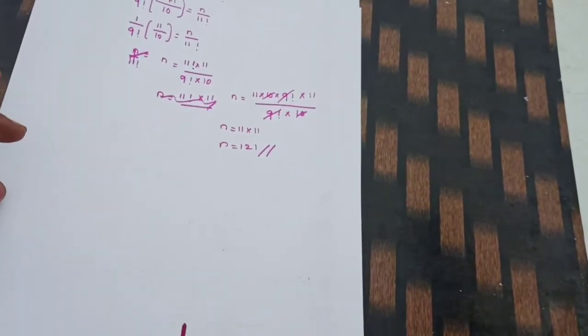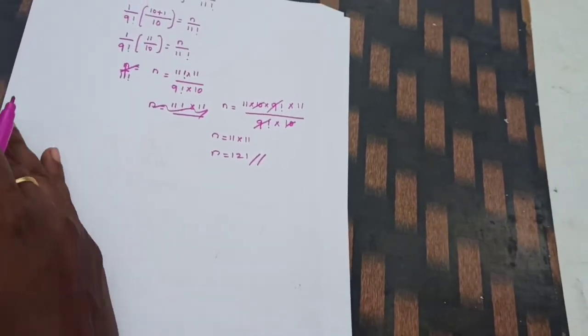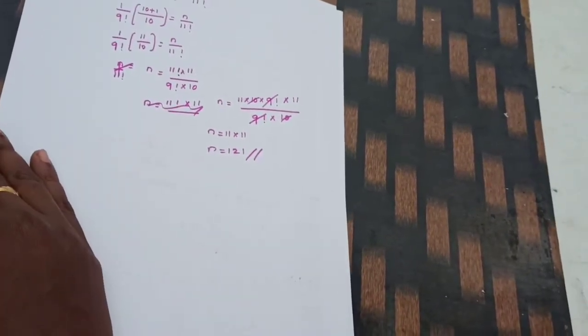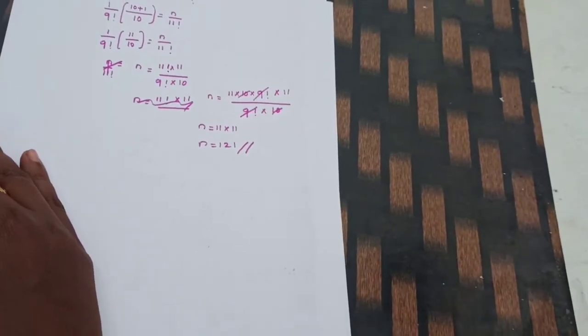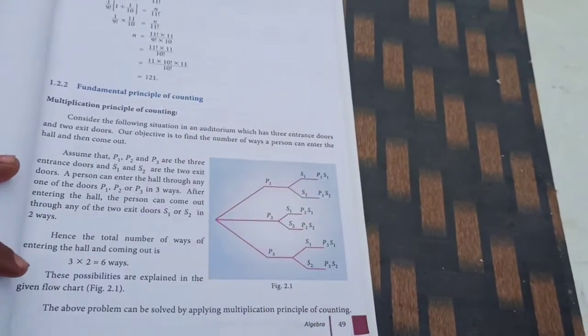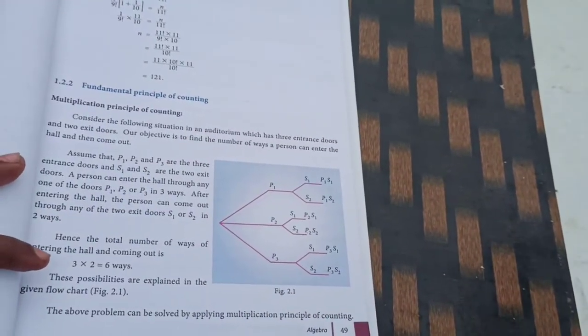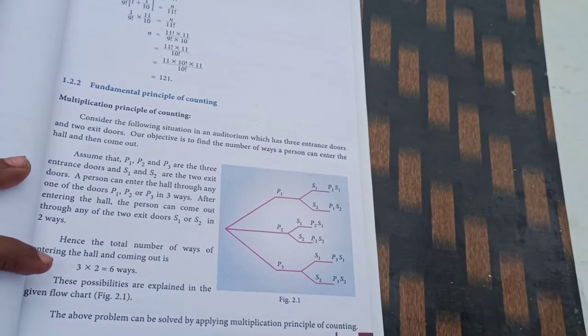Our next section is fundamental principle of counting. There, multiplication principle of counting and addition principle of counting. I am going to say one story. All of you eager to hear one story? Yes, is it right? Okay. Shall we listen for the story? It's not a story. I am going to make use of it to understand one concept.